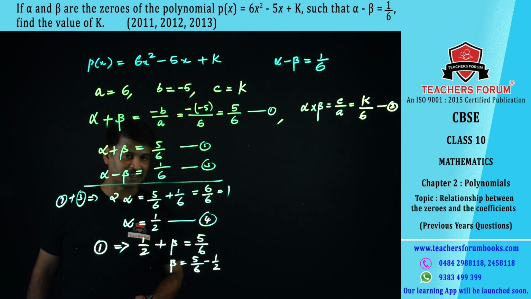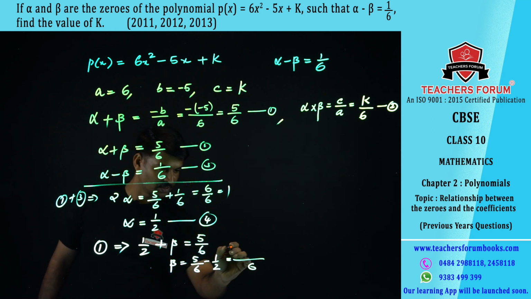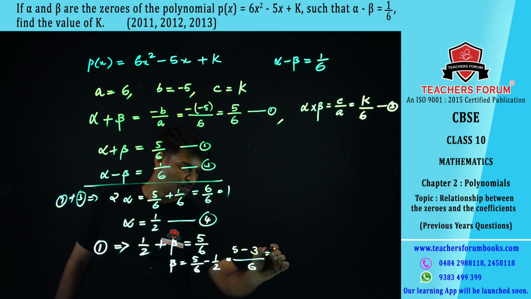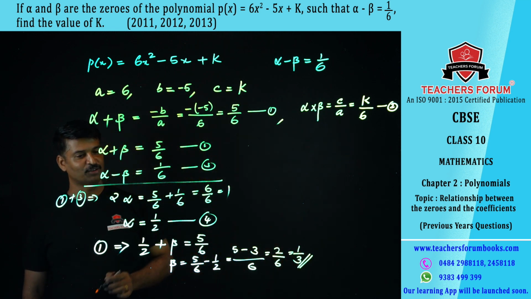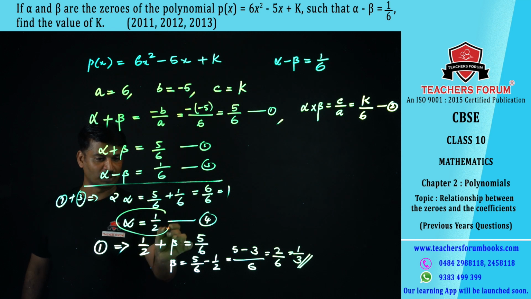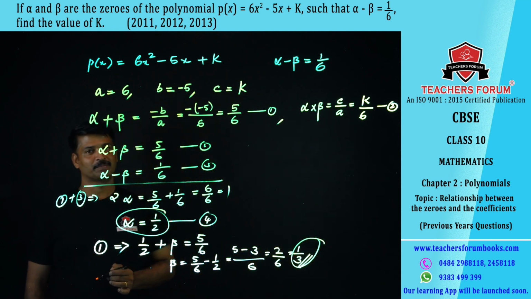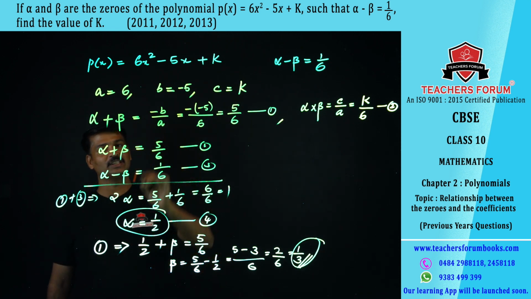1 by 2 is taken to the right side. That is equal to, here 6 is the LCM, 5 minus 3 into 1, 3. That is equal to 5 minus 3, 2 by 6, that is equal to 1 by 3. That is the value of beta. Now you got the value of alpha as 1 by 2 and the value of beta as 1 by 3. Now you have to find the value of k, isn't it?